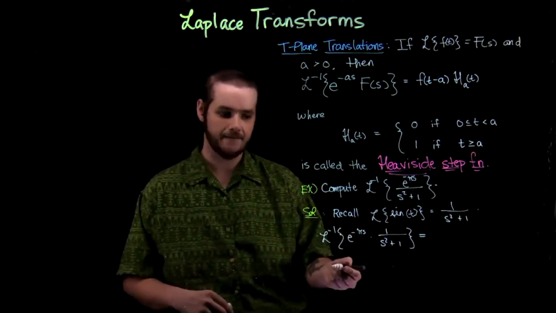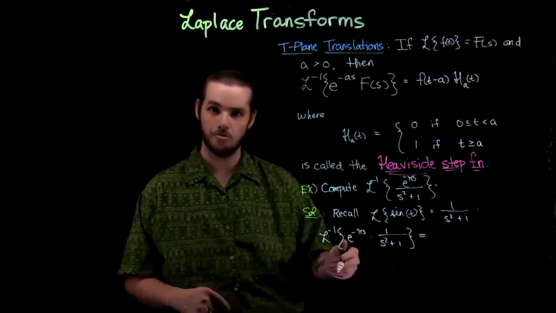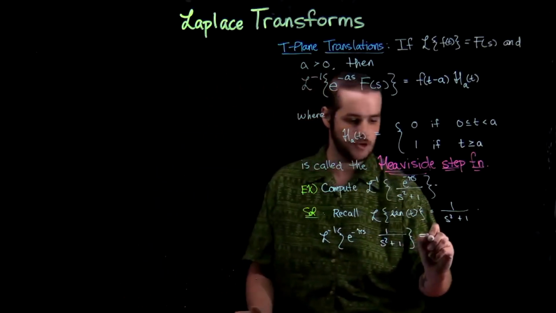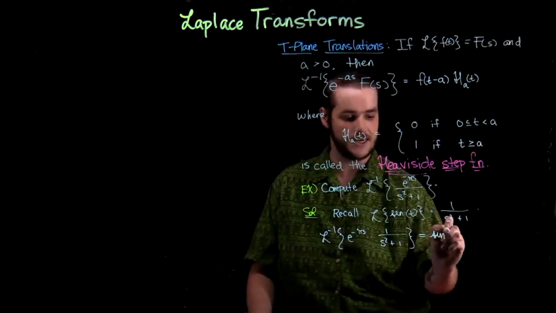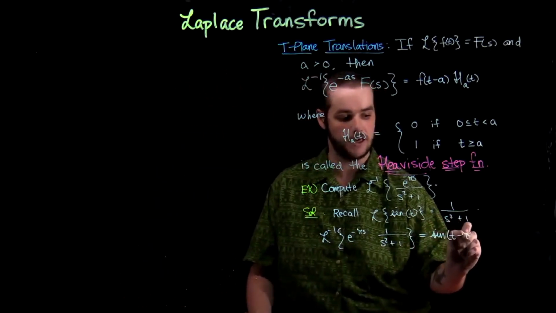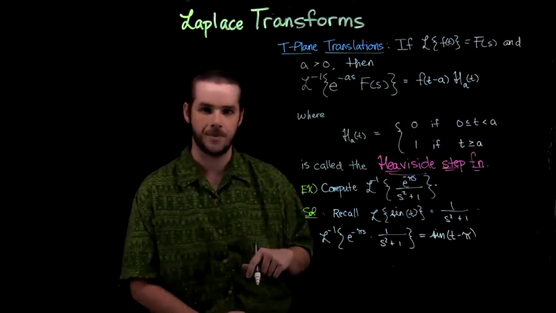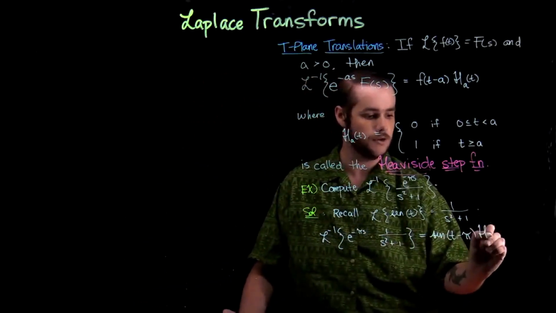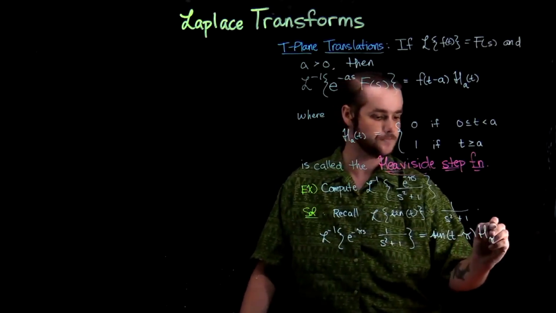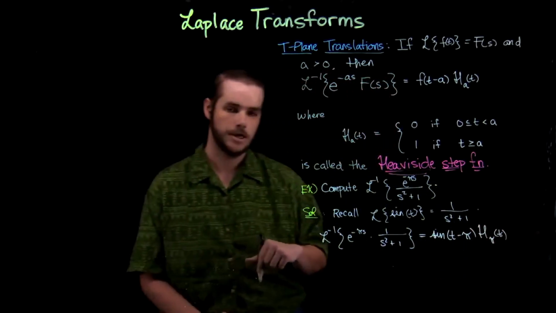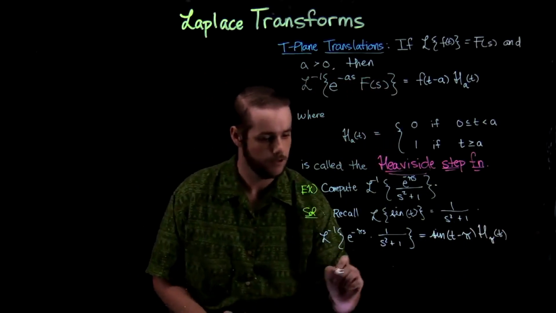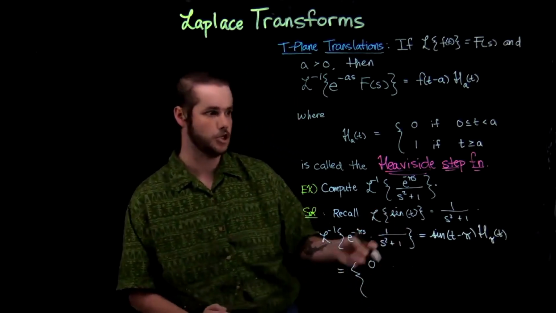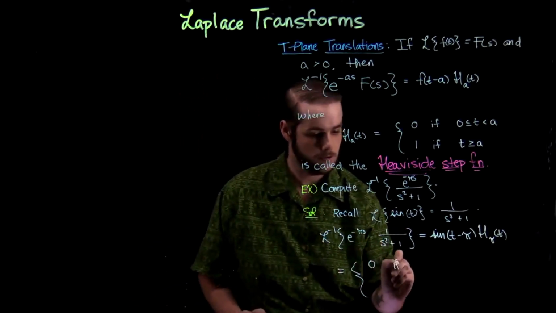So because I have this e to the negative pi s, I know that that's just going to effectively translate my function backwards. I'm going to get sine of not t, but t minus pi, just like I have that e to the minus pi. But I've got to tack on this Heaviside step function at pi. Now what does this do? Well, it does nothing, actually. It just kills the function before pi.